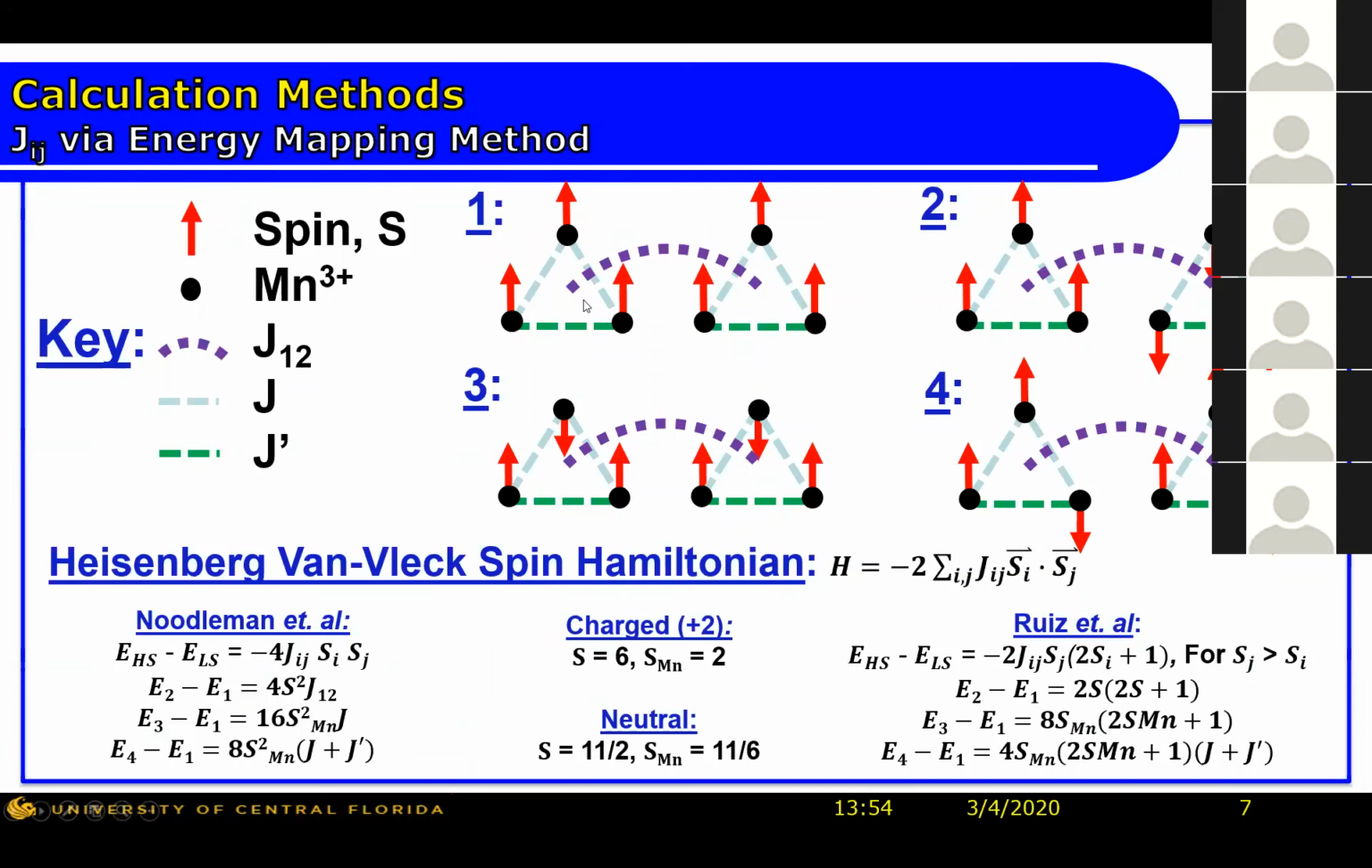So basically what we calculate in this case is J12, which is this interaction over here, and then we calculate J's, which are the interaction between these spins, and the J primes, which are the interactions between these spins, because again, it is more of an isosceles triangle rather than an equilateral triangle. So these J and J primes are different.